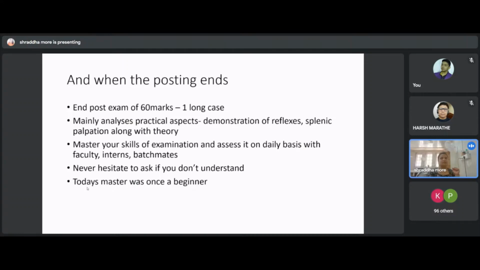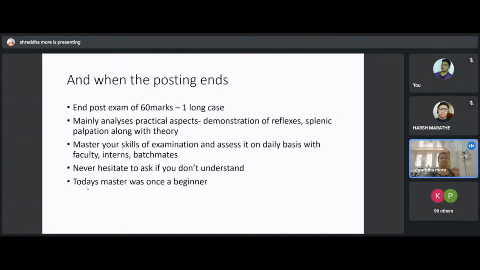And then what we analyze in the exam is how you are actually performing the examination methods. How are you doing the plantar, ankle, and knee reflex? How are you going to do the splenic palpation and percussion methods? And then you do master your skills, as I said, on a daily basis. Do it in front of faculty. Dr. Shraddha, please, can you stand here? I just want to do the ankle reflex, please. Yes, I will be there, show it to the intern, show it to your batchmates.